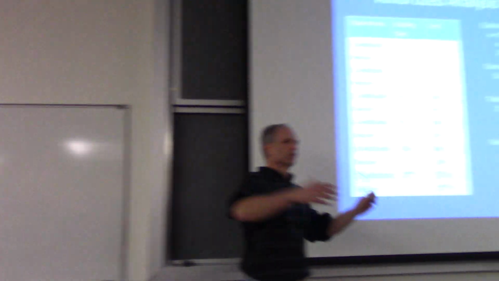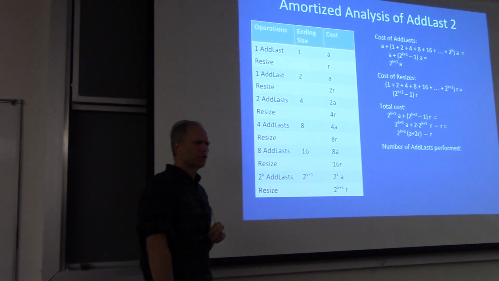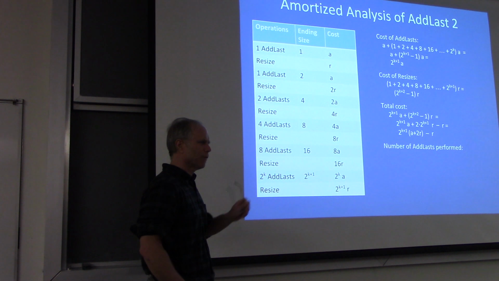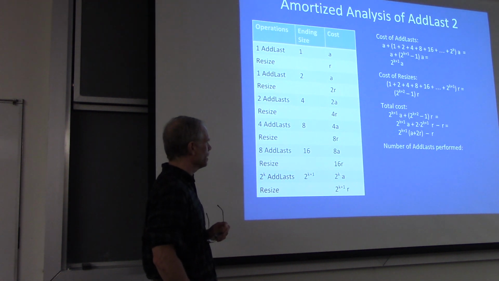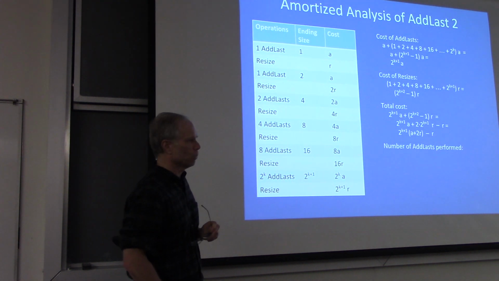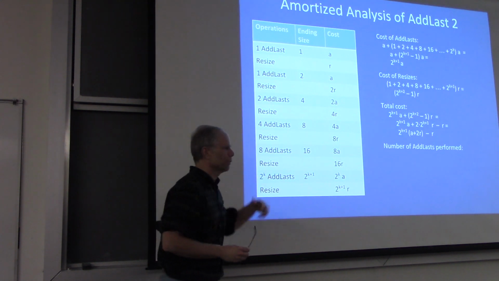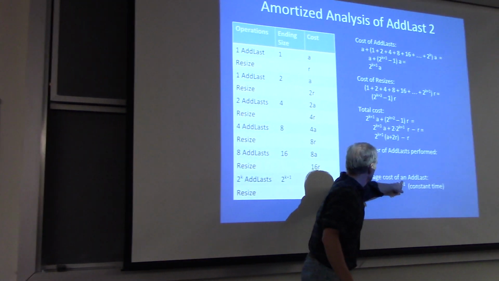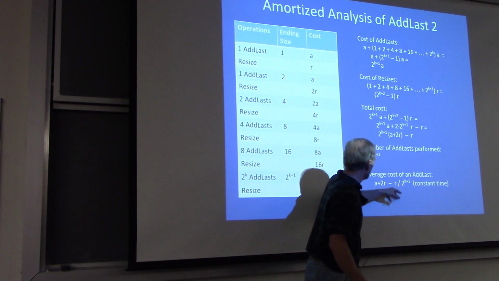Now I sort of want the average cost, the amortized cost per add last operation. What's the average cost of an add last? So I want to divide by 2 to the k plus 1, right? That's the number of add lasts that we did, 1 for each element. So I just do the division, and when I divide total cost by the number of add lasts that we did, I get this. A plus 2r minus this thing here.